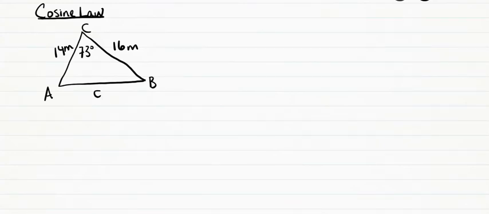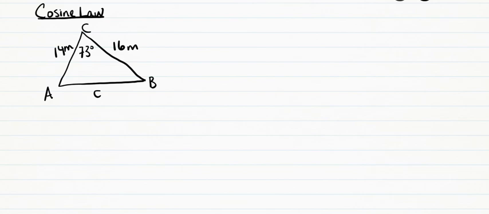Hello, this video will introduce you to the cosine law. So we've already learned about the primary trigonometric ratios as well as the sine law. But in some cases, we may have triangles with given information where neither of those is helpful when trying to solve for an unknown value.